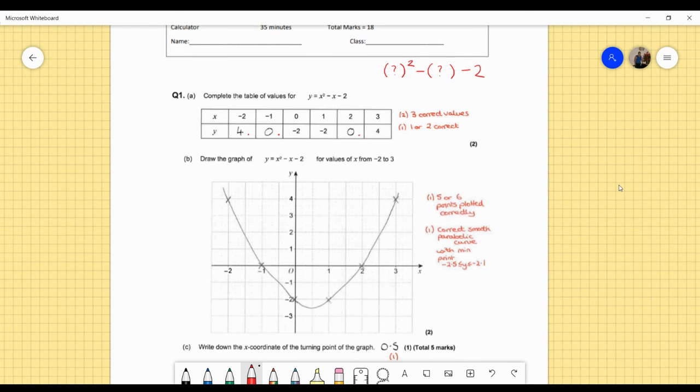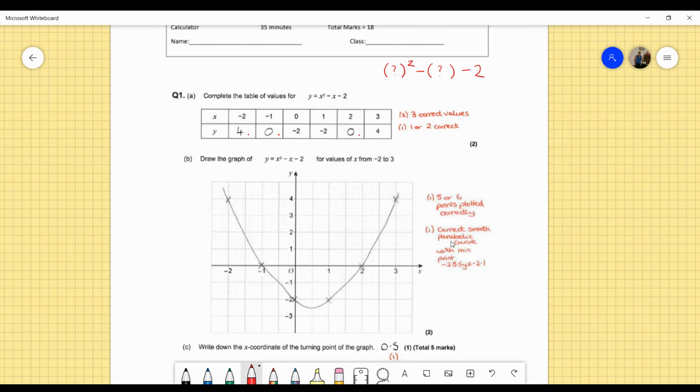Then for part B, you needed to draw the graph, so therefore your plot should be in line with mine. So minus 2, 4; minus 1, 0; 0, minus 2; 1, minus 2; 2, 0; and 3, 4. Now, if it's fully correct with 5 or 6 of your points plotted correctly, so if you did make an error with one of them and you've plotted it correctly, then you do get that first working out point.